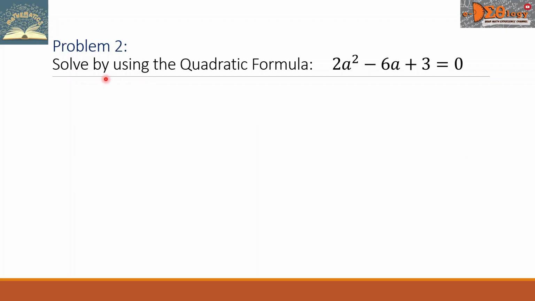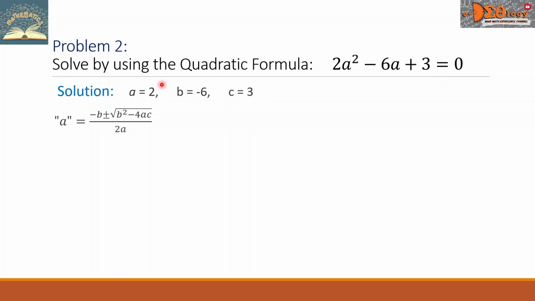Problem 2. Solve by using the quadratic formula. 2a squared minus 6a plus 3 equals 0. In this case, the variable is a. So we can do like this, just to differentiate it with the a that we have on the right side. We collect the values now for a, b, c. For the a, that is the coefficient of this a squared, we write here 2. For the b, the coefficient of this a, the negative 6. And for the c, the constant 3.